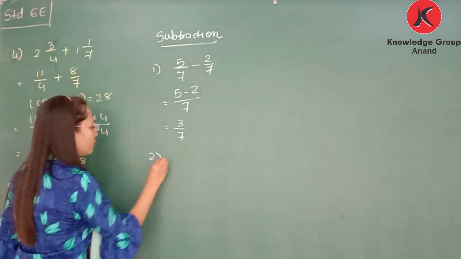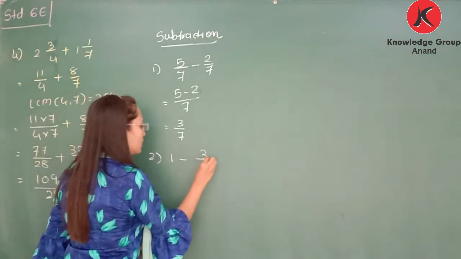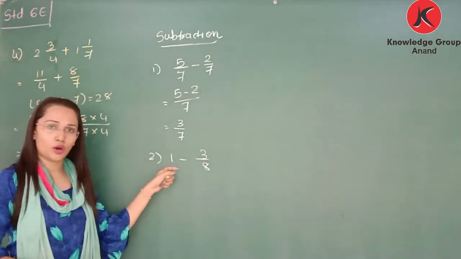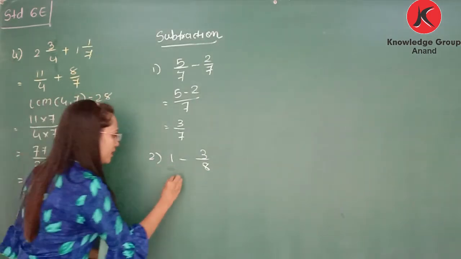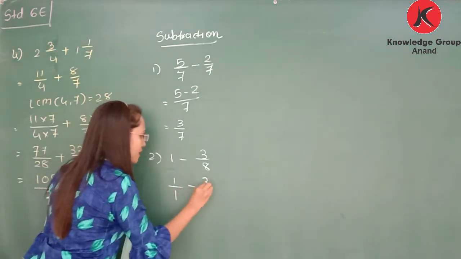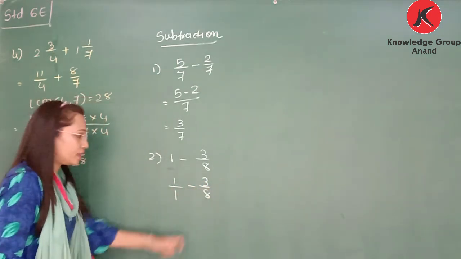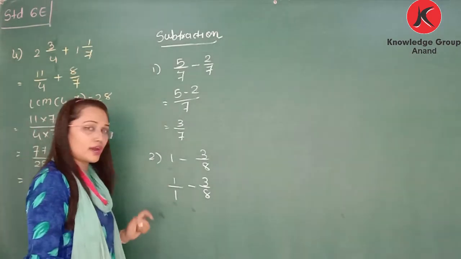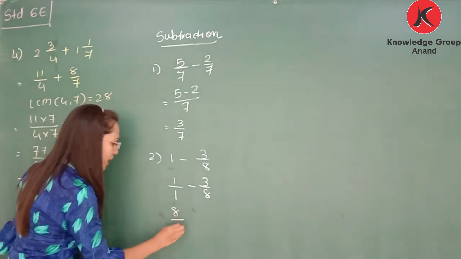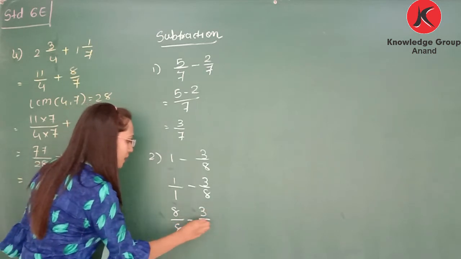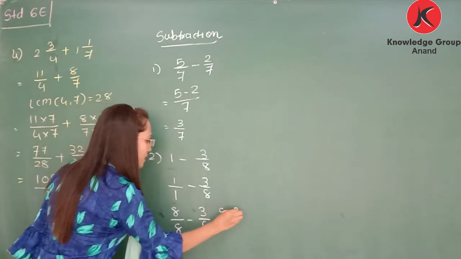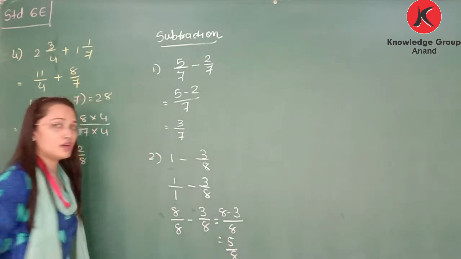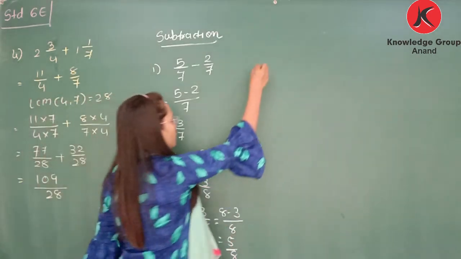If 1 minus 3 by 8 is given, it means the denominator is not given, so we can write 1 divided by 1 minus 3 by 8. Here it is 8, so we need to get 8 here by multiplying and dividing with 8. So 8 divided by 8 minus 3 by 8. Now 8 minus 3 divided by 8 will be 5 by 8. Clear? Now let's take one more example.